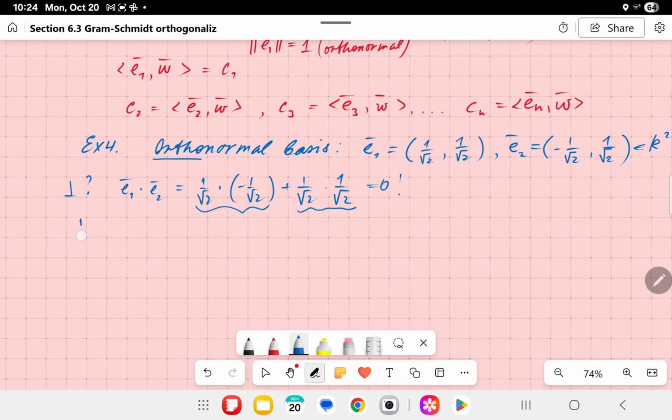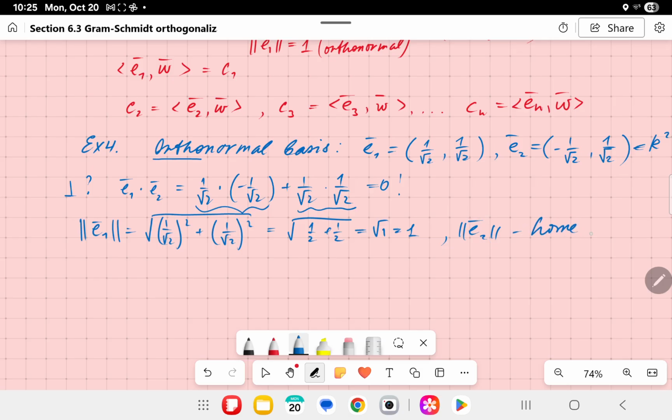Is it normal? Let's find the norm of vector E1. The norm of vector 1, as you probably remember, is the square root of the sum of the squared components: 1 over square root of 2 squared plus 1 over square root of 2 squared. We are going to have the square root of 1 over 2 plus 1 over 2, which is the square root of 1, which is equal to 1. You can check it too by yourself. You're going to get 1. So this basis is orthonormal. Somebody gave me that basis.